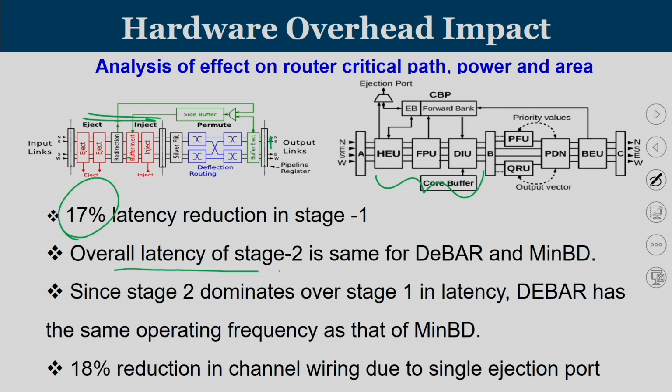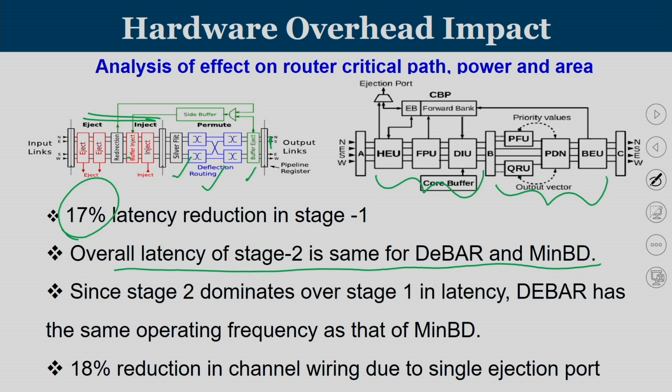But the overall latency of stage 2 is the same. Stage 2 is more or less the same: you have a silver flit, you have a permutation deflection network and buffer eject. Here also you have a routing mechanism that takes care of the priority plus PDN plus buffer eject. So, stage 2 is basically the same.